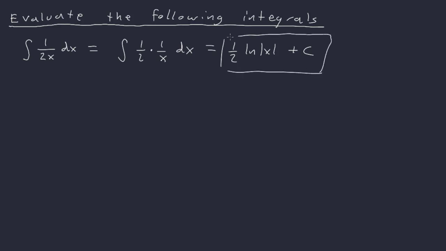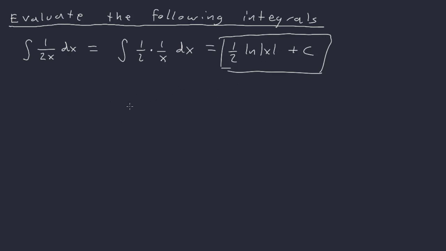And there we go. Okay, so don't be tempted by this to say this is x to the negative 1 and do the power rule. You'll end up with garbage there. Anytime you see a single x in the denominator, you're going to look for natural log.